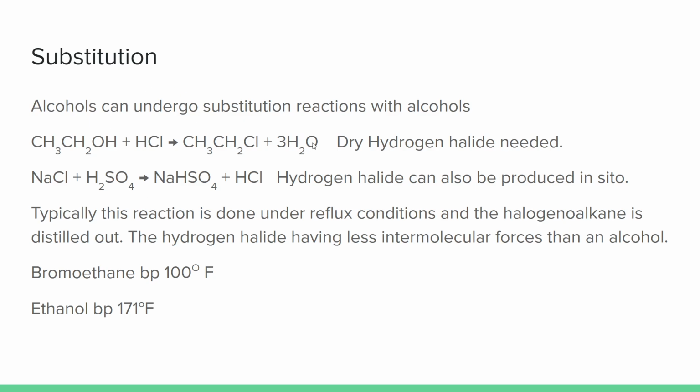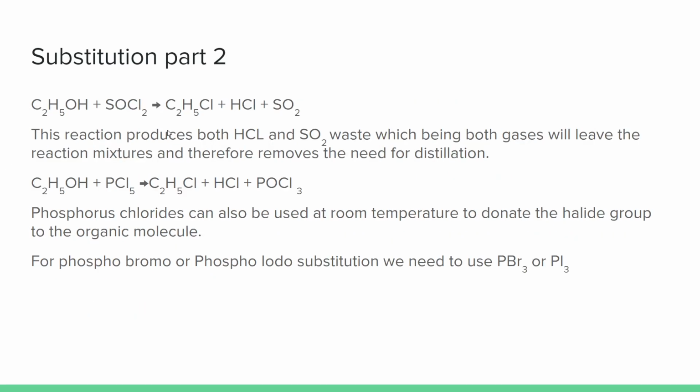So typically what we'll do is add our hydrogen halide, and then we will boil this under reflux, and when we boil it under reflux, we'll distill out the new halogenoalkane that way.